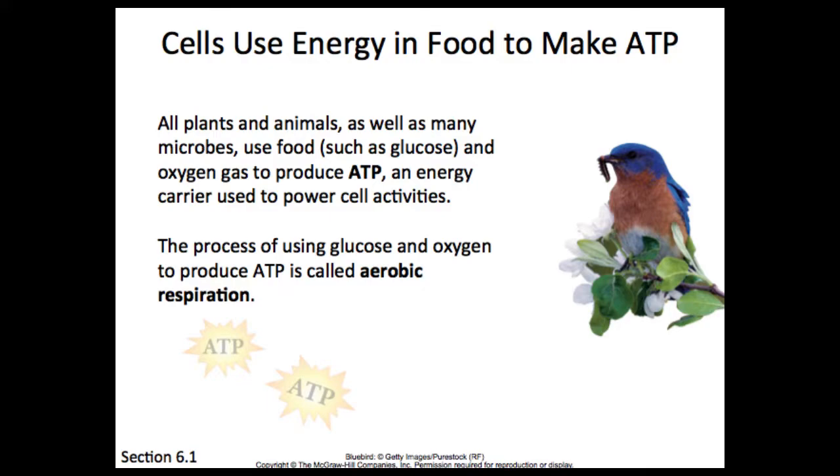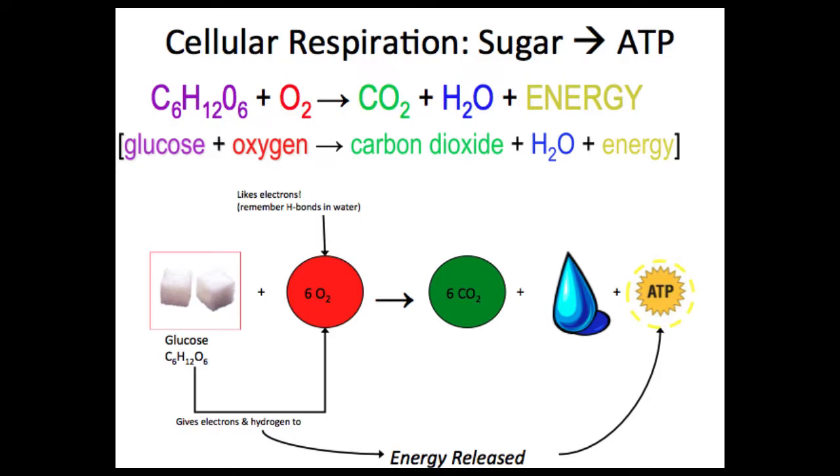The process of using glucose and oxygen to produce this ATP is called aerobic respiration. And today, we're going to spend most of our time figuring out how aerobic respiration works. The overall equation is as follows. We're going to take a sugar and we're going to extract that energy to make ATP. We can see we've got glucose plus oxygen as the inputs and carbon dioxide, water, and energy as the outputs.